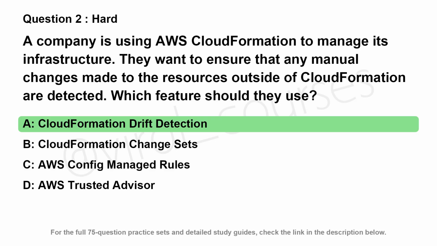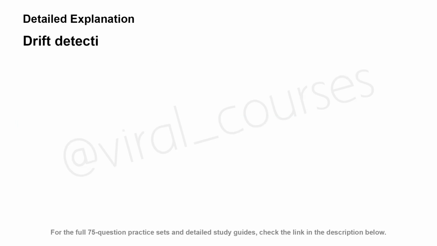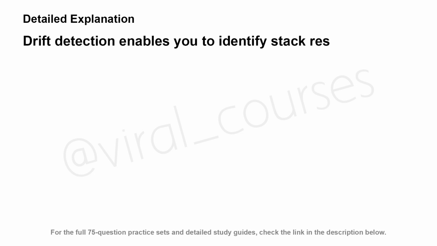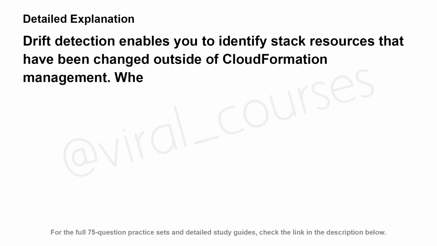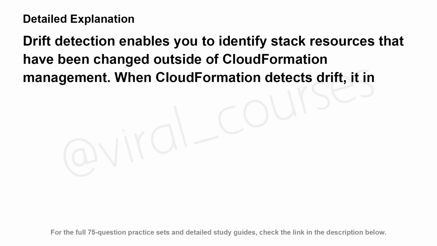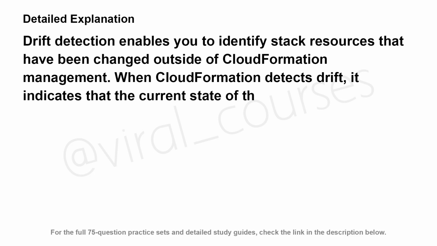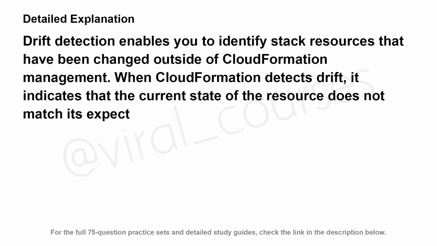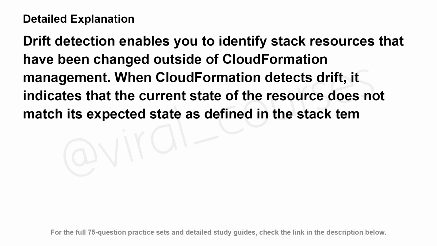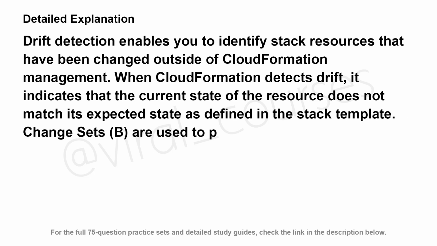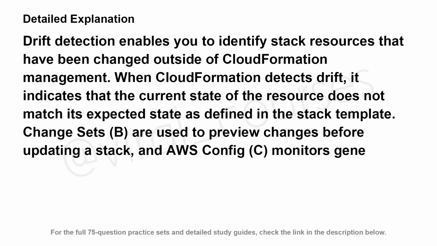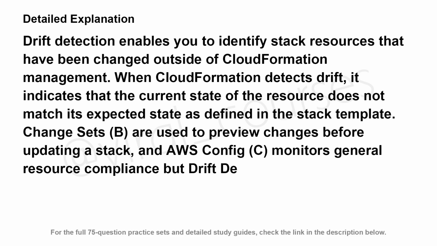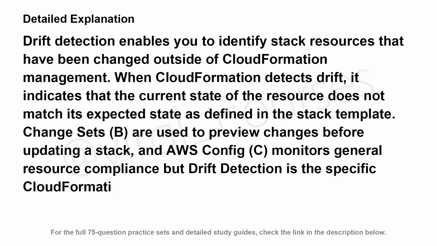The correct answer is A. Drift detection enables you to identify stack resources that have been changed outside of CloudFormation management. When CloudFormation detects drift, it indicates that the current state of the resource does not match its expected state as defined in the stack template. Change sets, B, are used to preview changes before updating a stack, and AWS Config, C, monitors general resource compliance, but drift detection is the specific CloudFormation feature for this purpose.